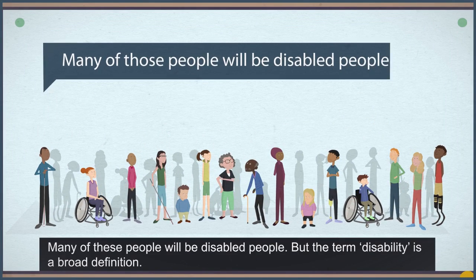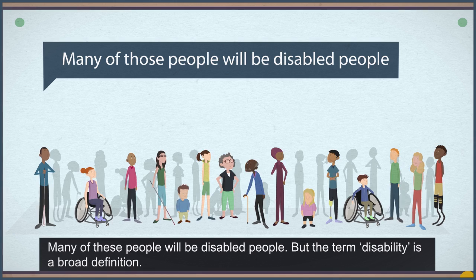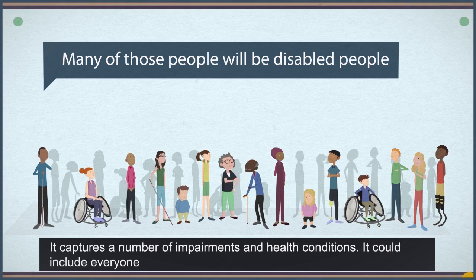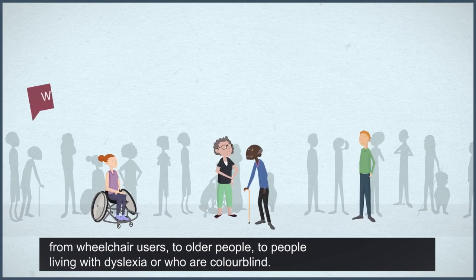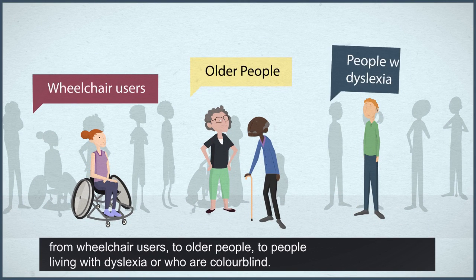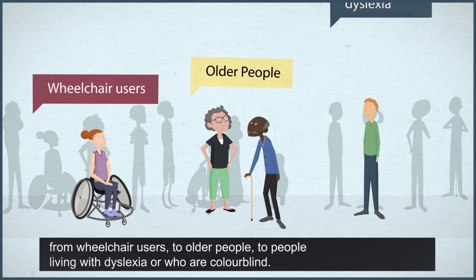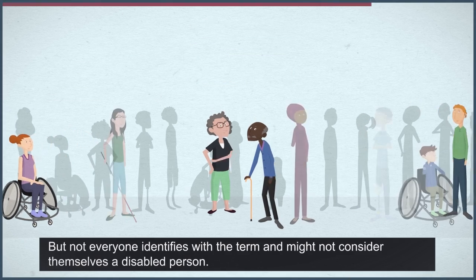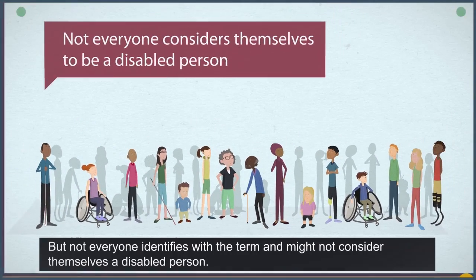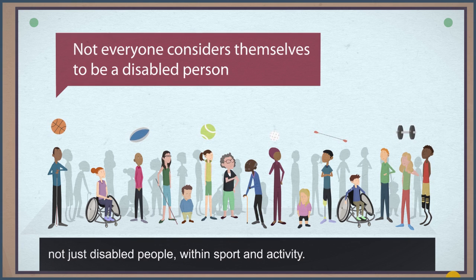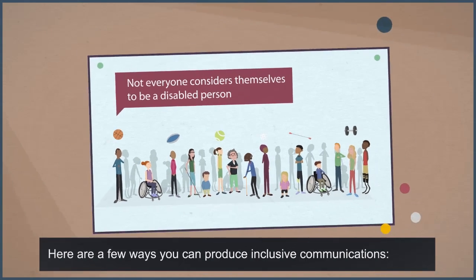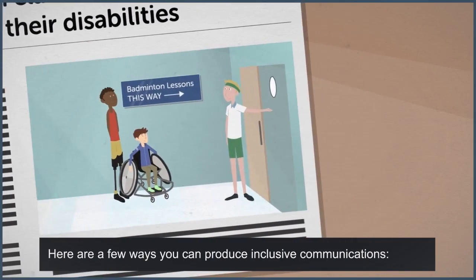Many of these people will be disabled people, but the term disability is a broad definition. It captures a number of impairments and health conditions. It could include everyone from wheelchair users to older people to people living with dyslexia or who are colourblind. But not everyone identifies with the term and might not consider themselves a disabled person. So taking an inclusive and accessible approach to your communications means you can reach more people, not just disabled people, within sport and activity. Here are a few ways you can produce inclusive communications.